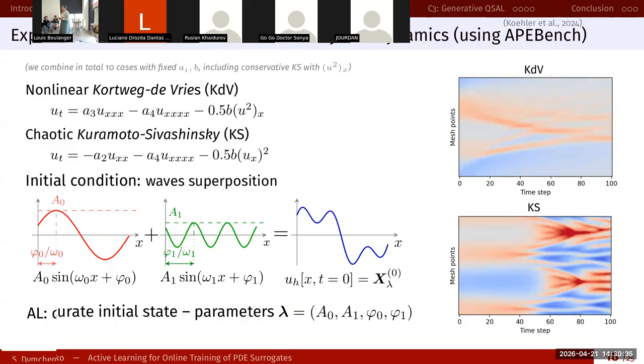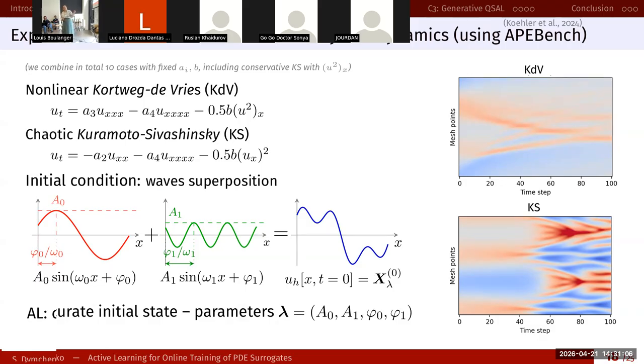We benchmarked this breed on one-dimensional PDEs of different difficulty and dynamics. First is the Korteweg-de Vries equation. It's a nonlinear equation which describes the system of wave propagation in time. And the second is Kuramoto-Sivashinsky, which is known for its chaotic behavior, meaning that from the initial state, it can change to very different outcomes.